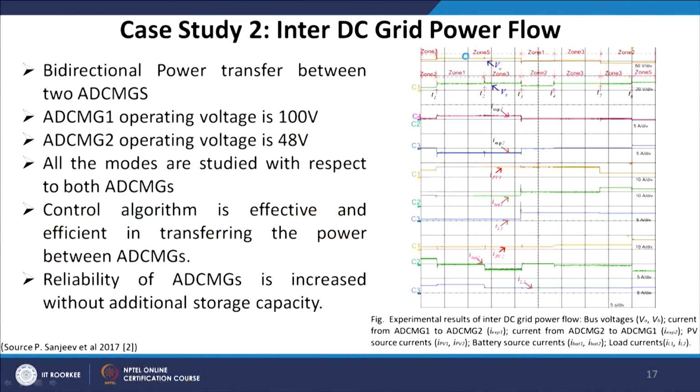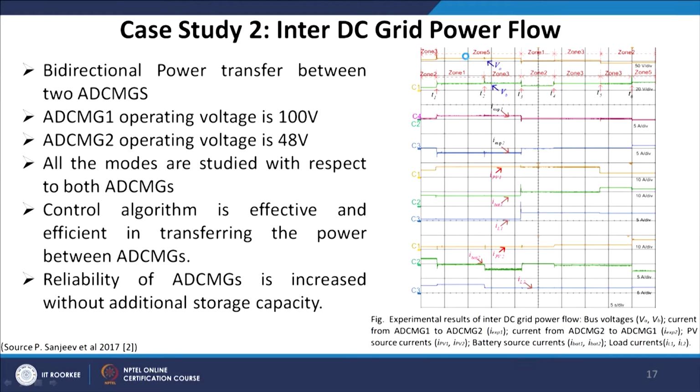Now in case of inter DC grid power flow, there is bidirectional power transfer between two autonomous DC microgrids. The first microgrid is allowed to operate at 100 volts, whereas the second DC microgrid is allowed to operate at 48 volts.